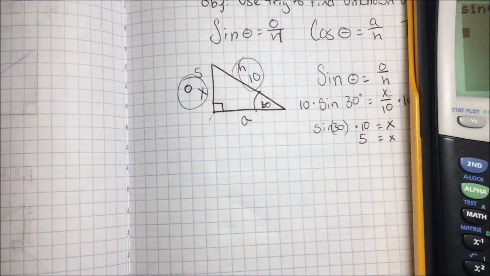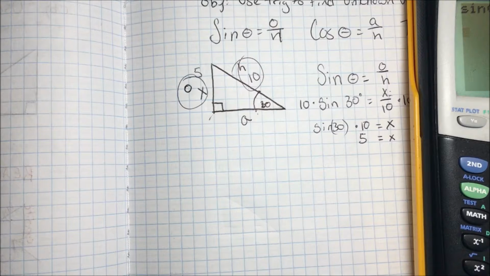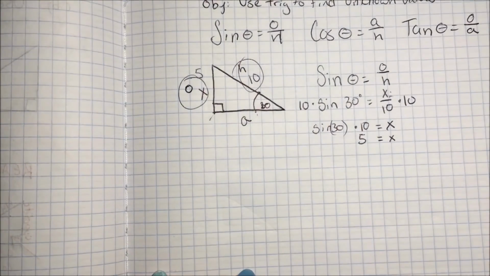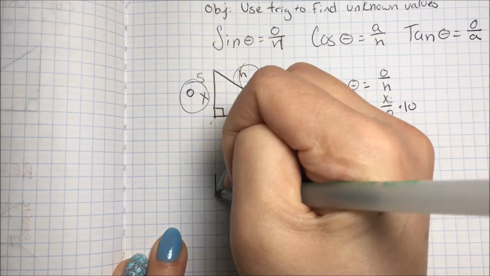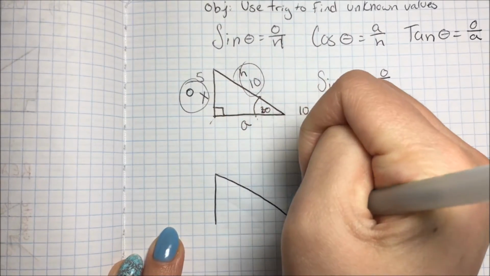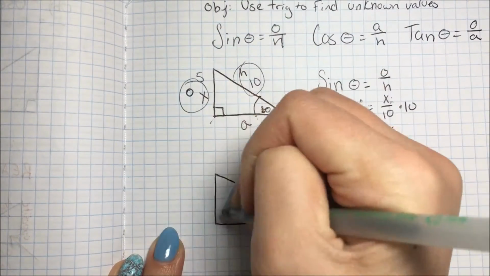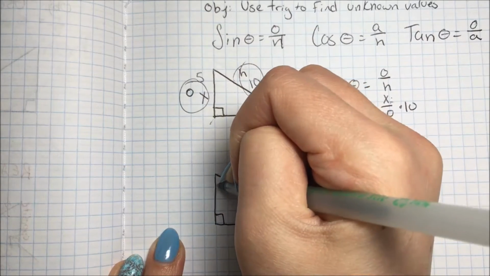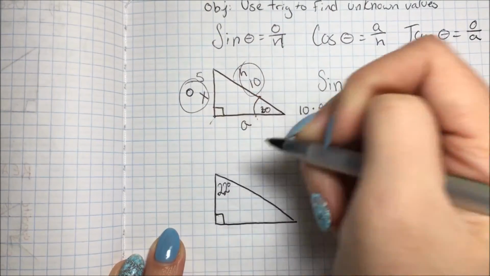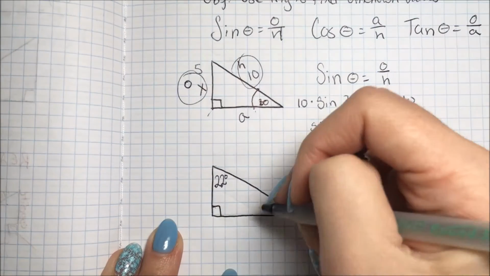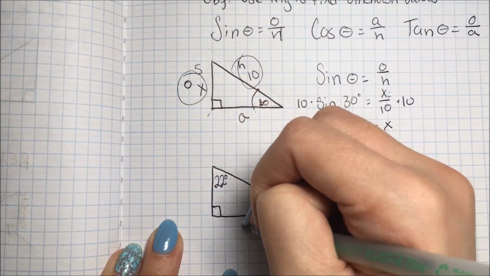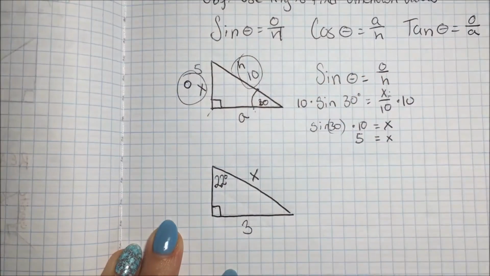Now you're saying, but Mrs. Northrop, this is a 30, 60, 90 triangle. I know off the top of my head that x must be 5. So what happens when we get into some non-traditional angles, some non-special right triangles? Okay, let's say I have a 22-degree angle. And I know that this side over here is 3, and I want to find x.